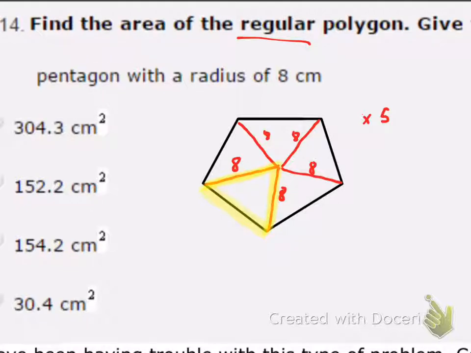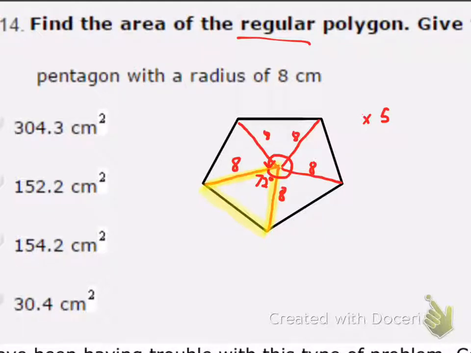Now all we need to use the side angle side area formula here is this central angle. If we went all the way around this, that's 360 degrees. So we would need to divide 360 between the 5 angles. If this were a hexagon, we would divide it by 6. If it was a 7-sided polygon, we would divide it by 7, and so on. So we divide by 5 here, and we get an angle of 72 degrees.